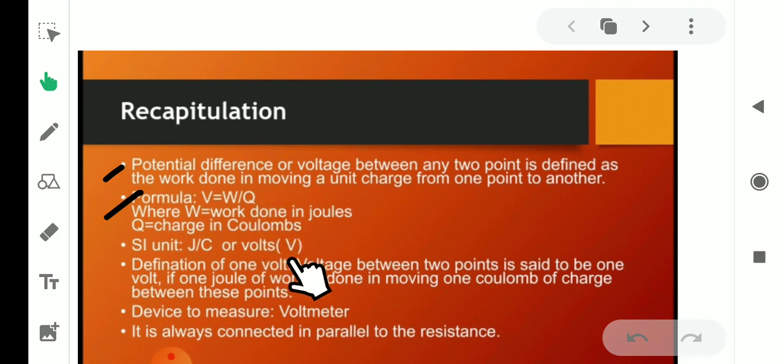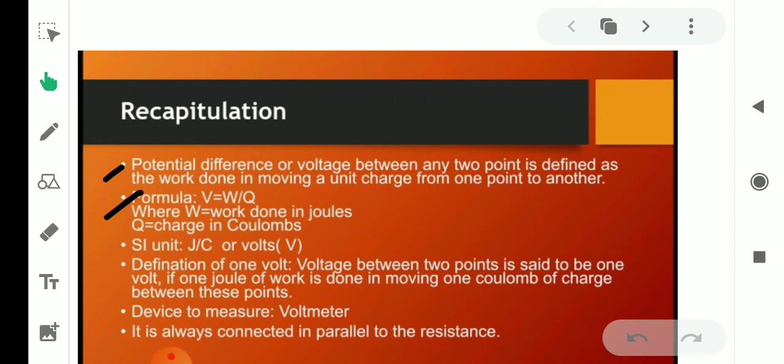This unit is given to honor the scientist Alessandro Volta. So I had told you to remember both the units, both the SI unit of voltage, that is joule per coulomb, or volts, where it is represented by the symbol capital V.